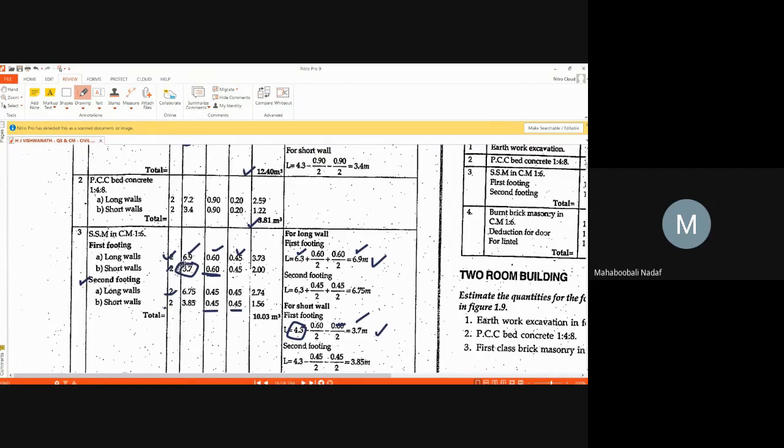Can you see the cursor movement? Yes, sir. 3.7. So these two things have been filled. Similarly, go for the second footing. You have written width and depth, and left the length blank, where you need to calculate, okay?